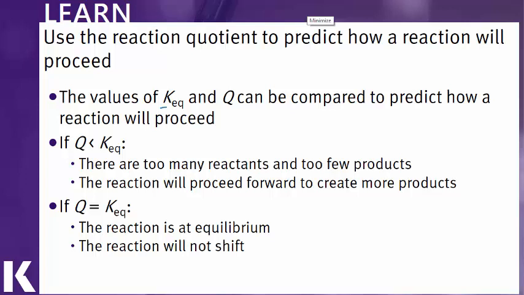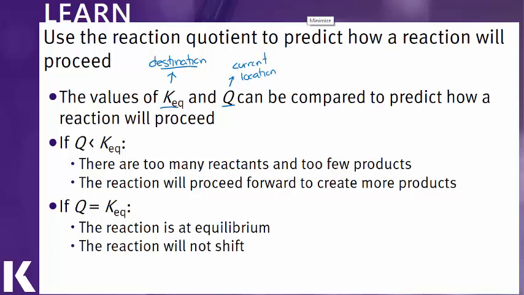Now remember that Keq is that ratio of products to reactants at equilibrium. You can think of this as kind of like the destination of the reaction. It's where everything wants to be. Q is the ratio of products to reactants at any point in the reaction. So this is like our current location.